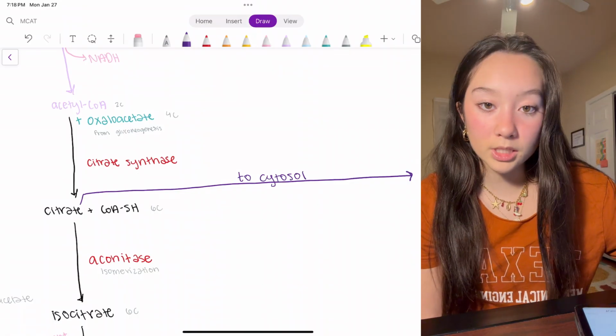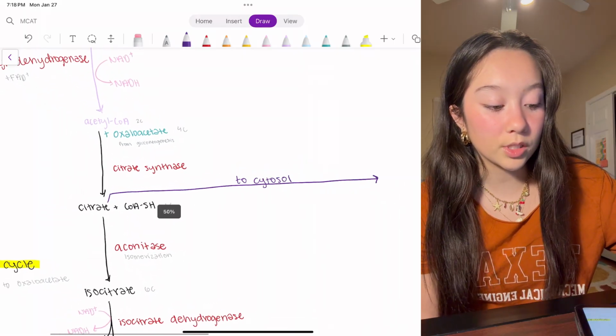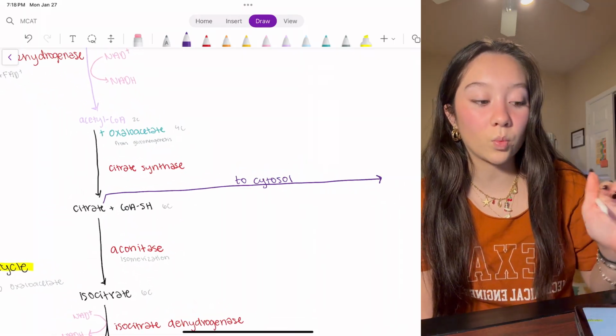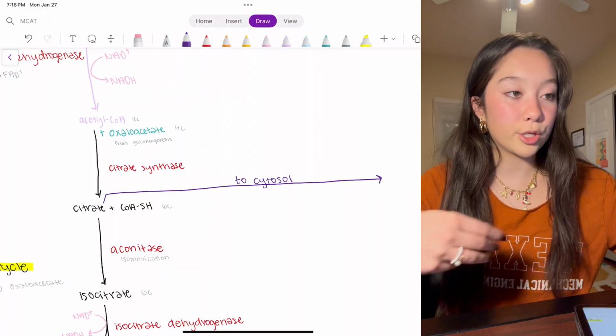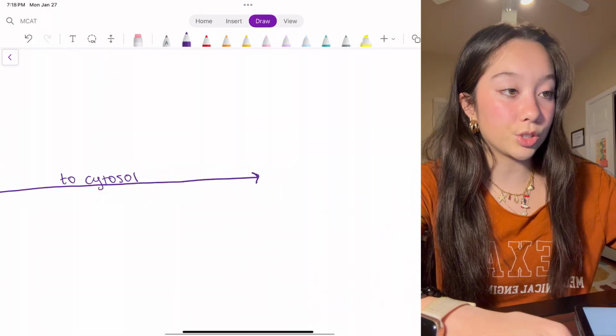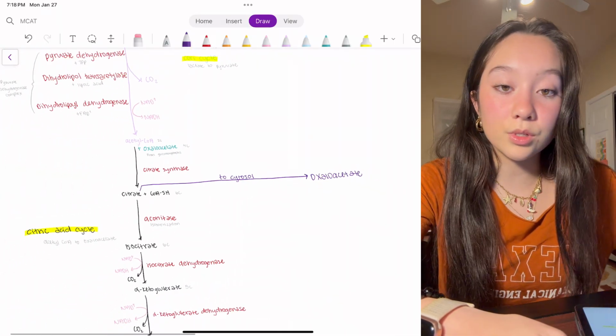So the Krebs cycle takes place in the mitochondrial matrix. So citrate is in the mitochondria right now, and we're going to transport it to the cytosol to continue this pathway. So with this, we are going to turn it into oxaloacetate, which oxaloacetate is used in so many things.